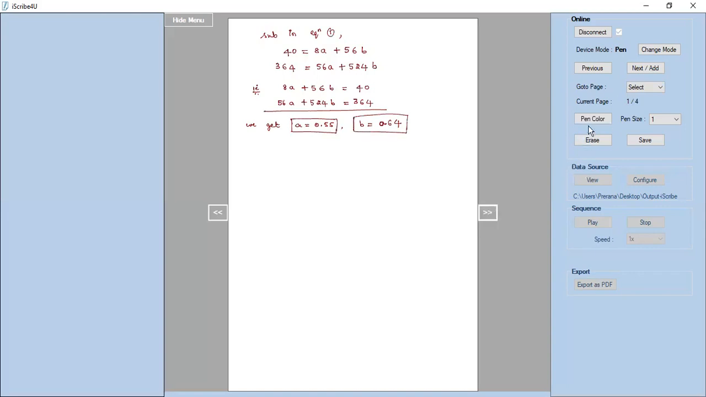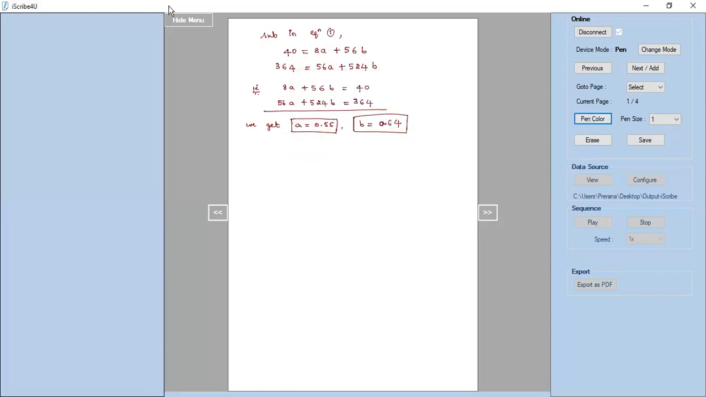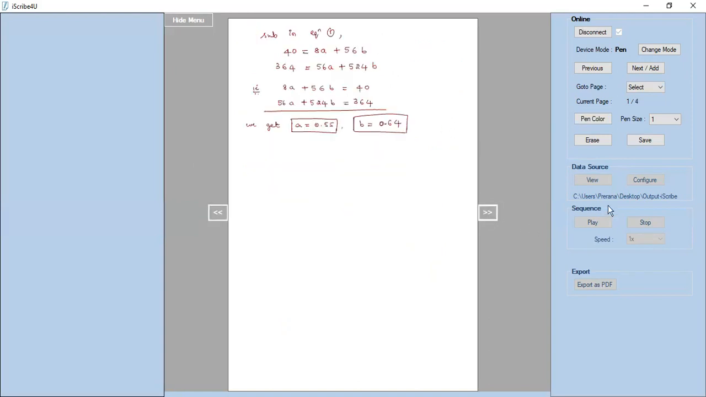Now, this is not our final solution. We need to fit these values into the given curve. The given curve is of the form y is equal to a plus bx. So we need to fit the values into this curve. Let us substitute and write down the curve of best fit.